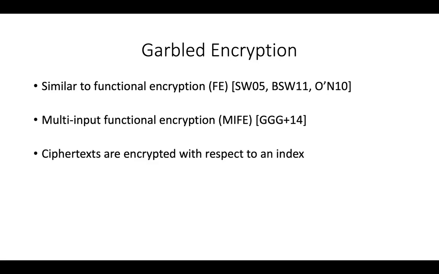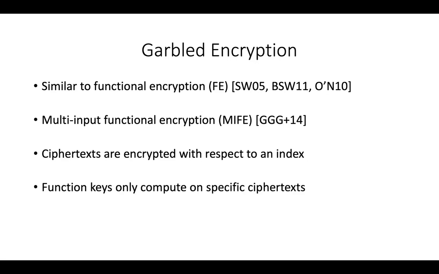In garbled encryption, every ciphertext has an associated index, with the guarantee that no two ciphertexts ever have the same index. Thus, we can view the encryptor as stateful and maintaining a counter state. And function keys in garbled encryption only allow computation on specific ciphertexts as defined by their indices. And in this work, we'll show how to construct this primitive from only one-way functions, or in particular, AES. And then we'll show how to use this primitive to realize a self-processing sensor system.